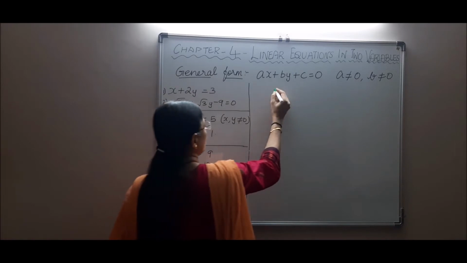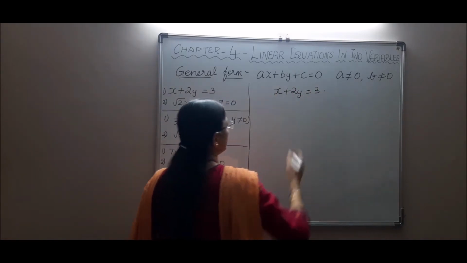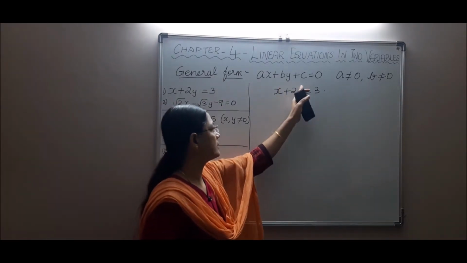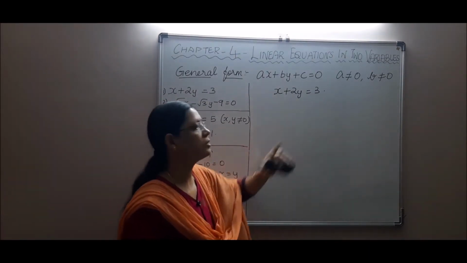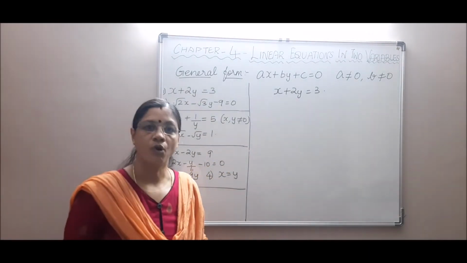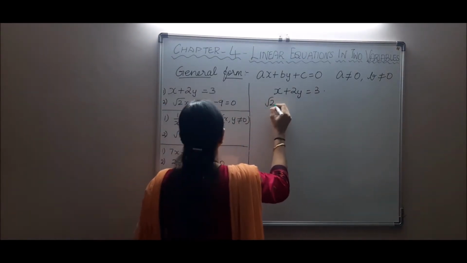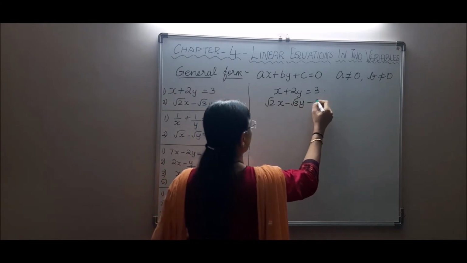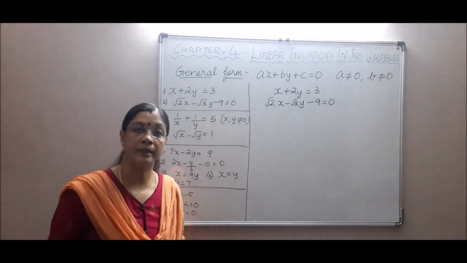x plus 2y is equal to 3. So this is a linear equation in two variables. See, the power is 1, the degree is 1 here. So x plus 2y is equal to 3 is an example of a linear equation. Likewise, root 2x plus root 2y minus 9 is equal to 0. So this is also a linear equation.